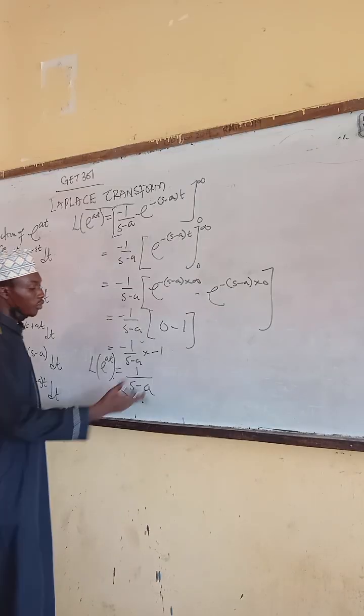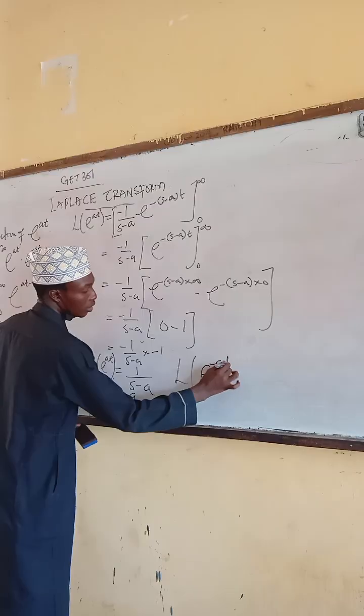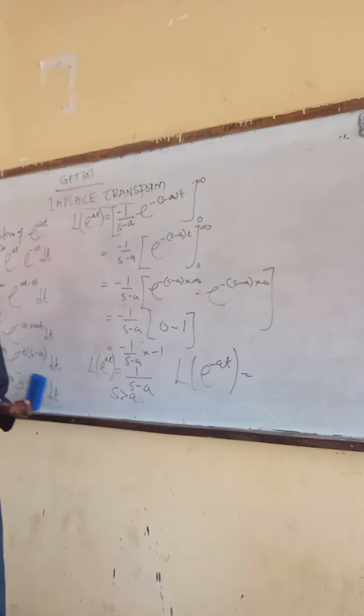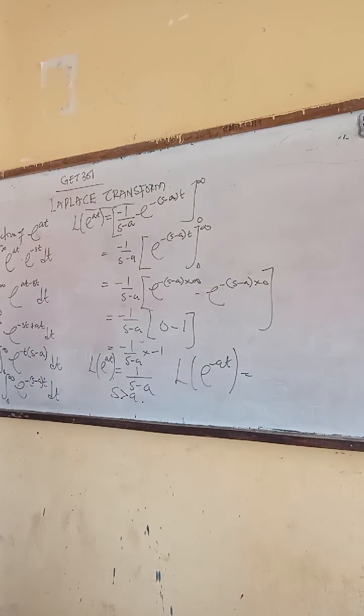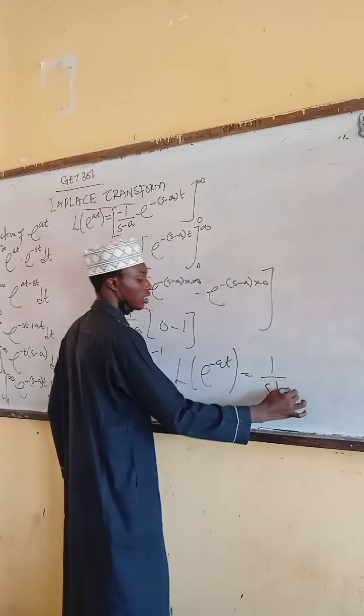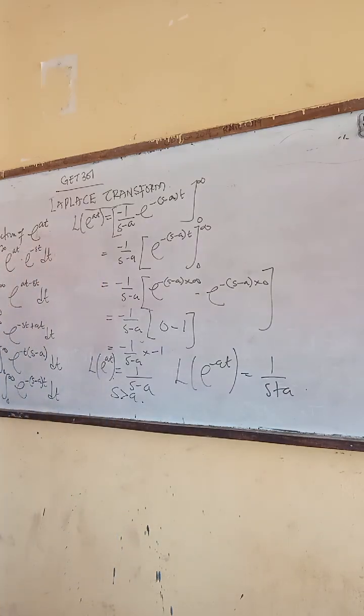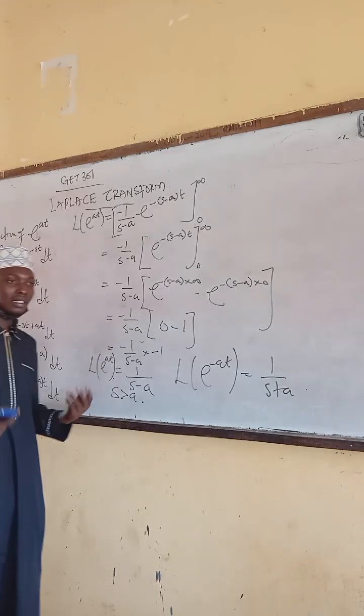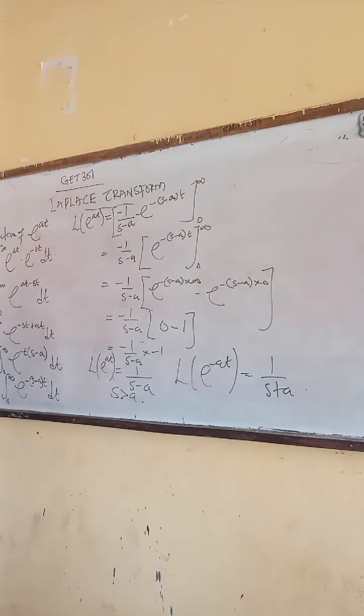So what if it is Laplace of exponential minus at? One over s plus a. It's part of the general formula now. The general formula is f of t exponential minus st dt. So let me write this one very well so that it won't look like 8. So you just think that it's a.